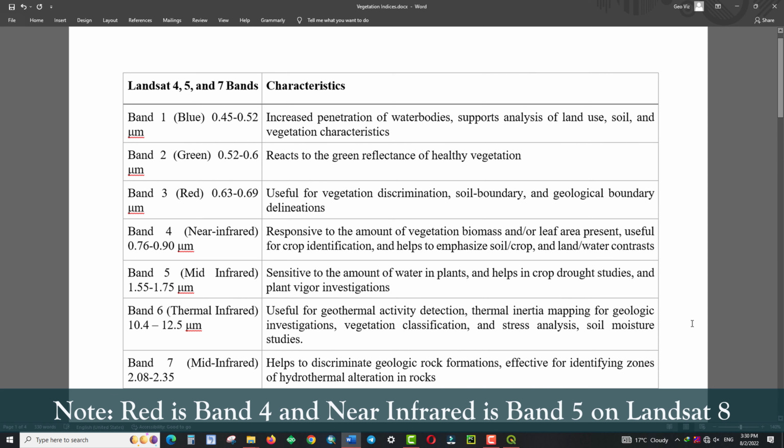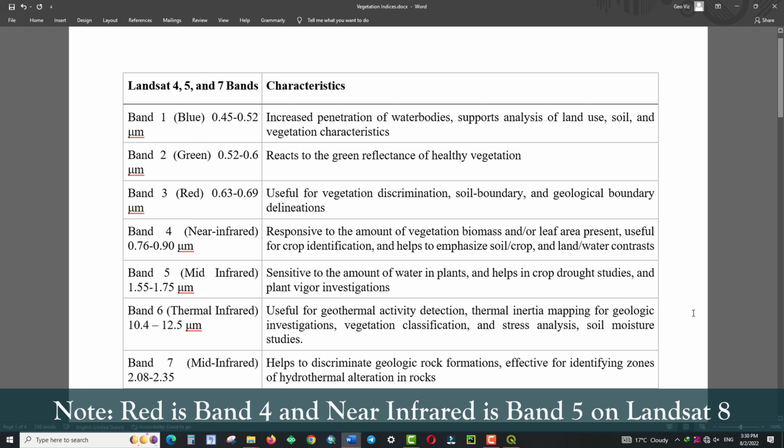The red band, which ranges from 0.63 to 0.69 micrometer, is useful for vegetation discrimination, soil boundary, and geological boundary delineations. It is band 4 in Landsat 8.